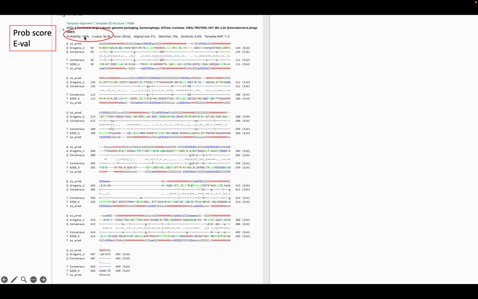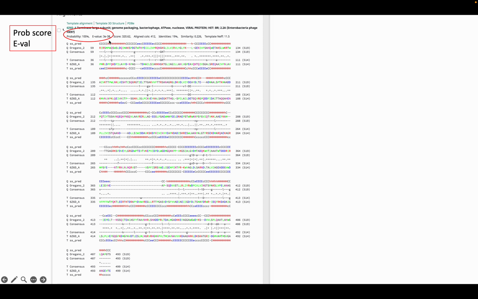The probability score tells us the probability that our match is high quality and not just random. And we will only look at HHpred hits that have probabilities of 90% or above.